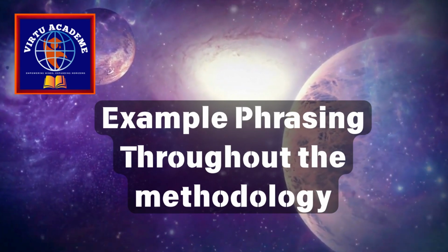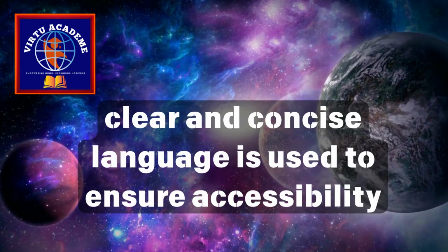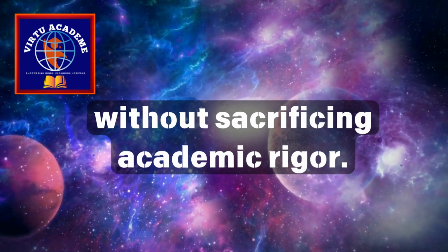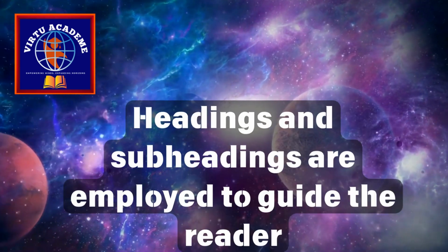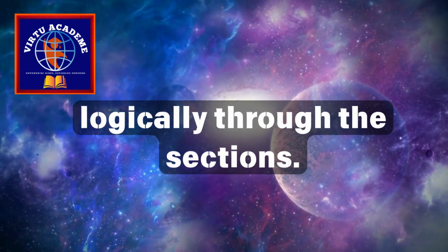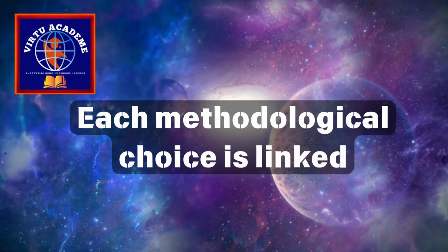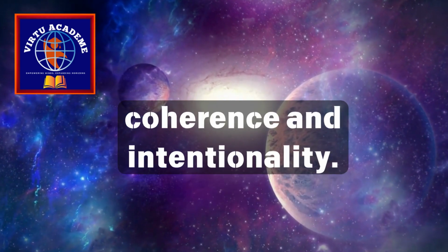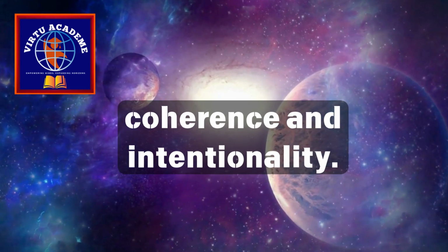Example phrasing. Throughout the methodology chapter, clear and concise language is used to ensure accessibility without sacrificing academic rigor. Headings and subheadings are employed to guide the reader logically through the sections. Each methodological choice is linked explicitly to the research questions to demonstrate coherence and intentionality.